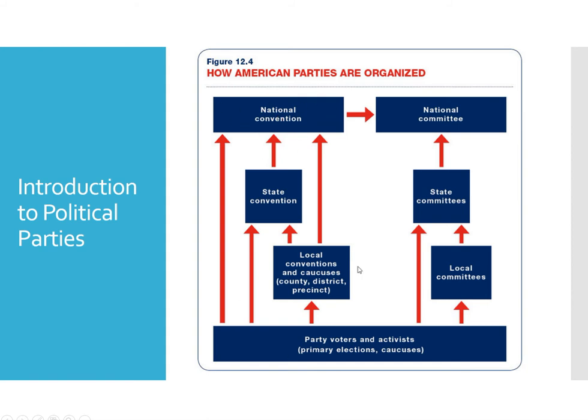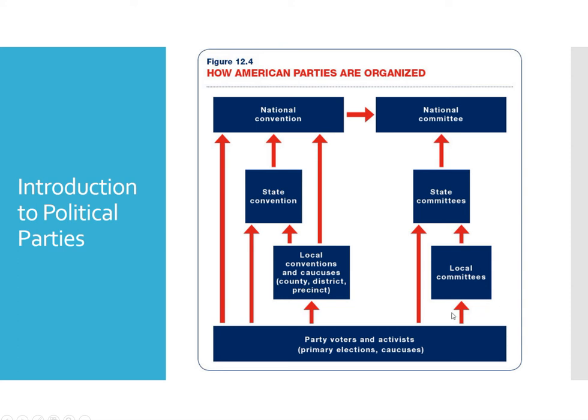So we know about this process most, and that stems from party voters and activists in primary elections and caucuses, leading up to local conventions and caucuses, whether it's at the local or district or precinct level. Then they have state conventions, and these state conventions lead to national conventions, where individual delegates come up through this process as part of the national convention and cast votes for the nominees of the party. But then the local party structure is also important.